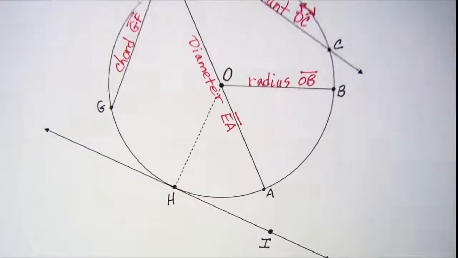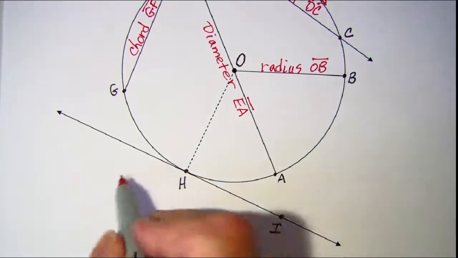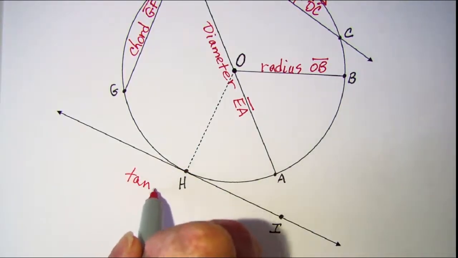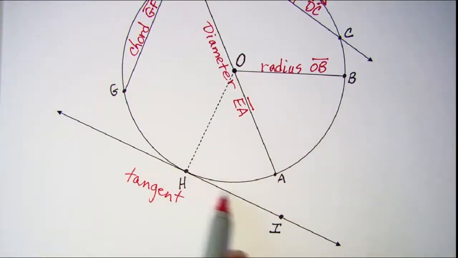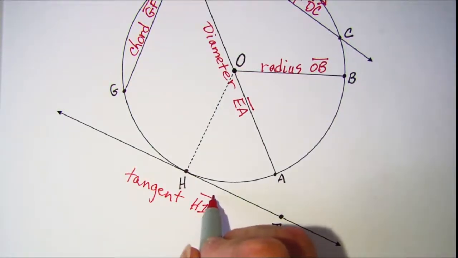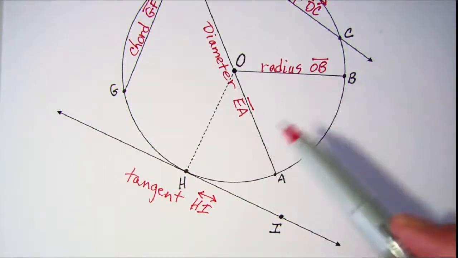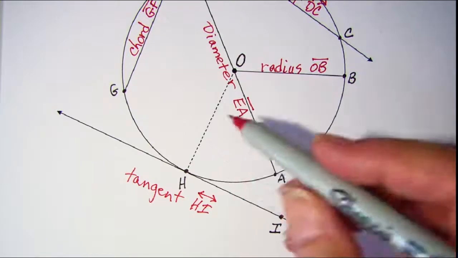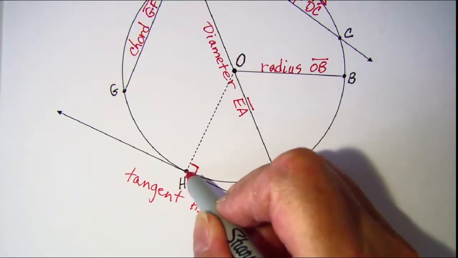We can also see a line that intersects the circle in just 1 point. This is called a tangent. And this particular one would be line HI. One important aspect of a tangent is that it is perpendicular to a radius at the point of tangency. So at this point we have a right angle.